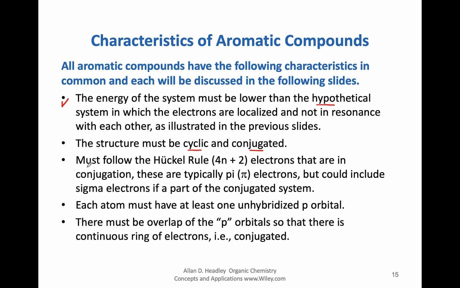An aromatic compound must follow a rule known as the Huckel rule, which is the 4n plus 2 electrons. We'll describe that. Another is that each atom must have at least one unhybridized p orbital. We'll say more about that. And lastly, there must be complete overlap of p orbitals so that the electrons can move freely throughout the conjugated system. So let's discuss each as we go through here.